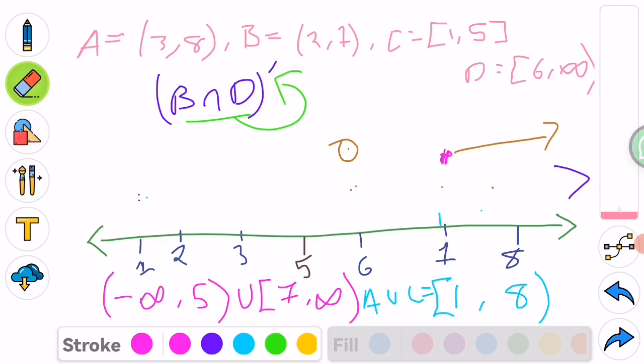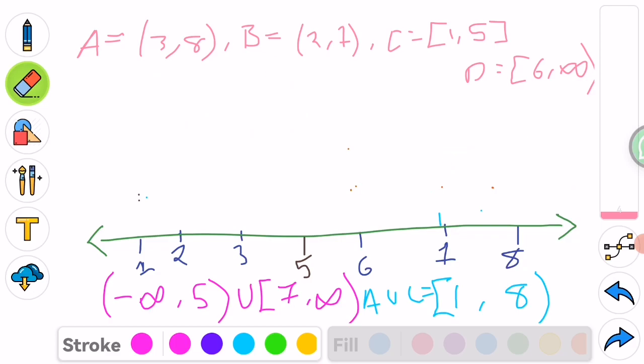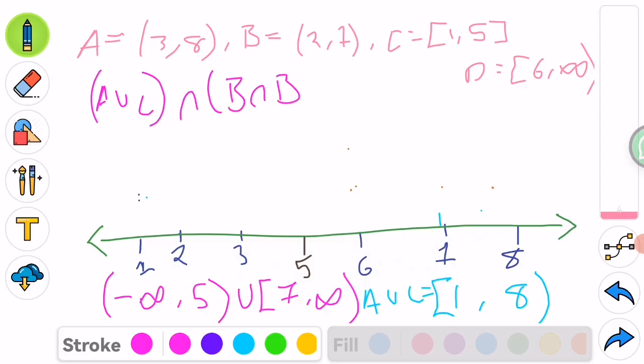So, let me just get rid of that. Now let us find the intersection between the two sets. The first one that we found was A union C. And then the one that we just found is B intersection D complement. So what are we trying to find? We're trying to find the intersection between these two sets. So let's represent both of these sets on the number line. From 1 to 8, 1 being shaded, 8 just being a hollow circle, connect the lines.